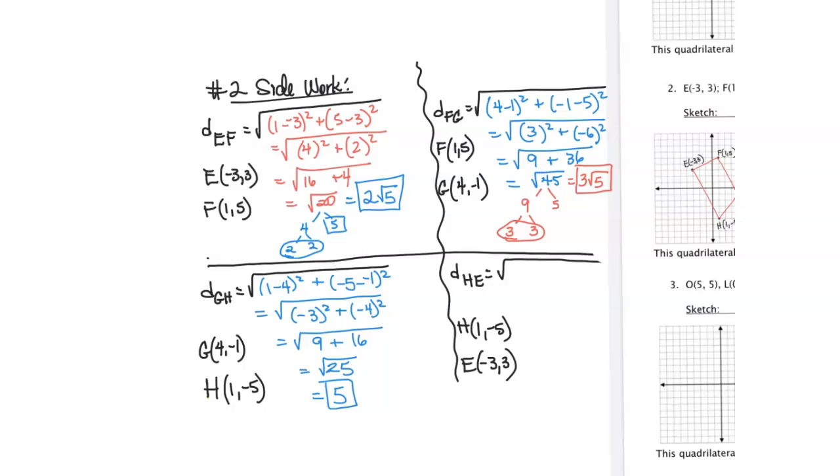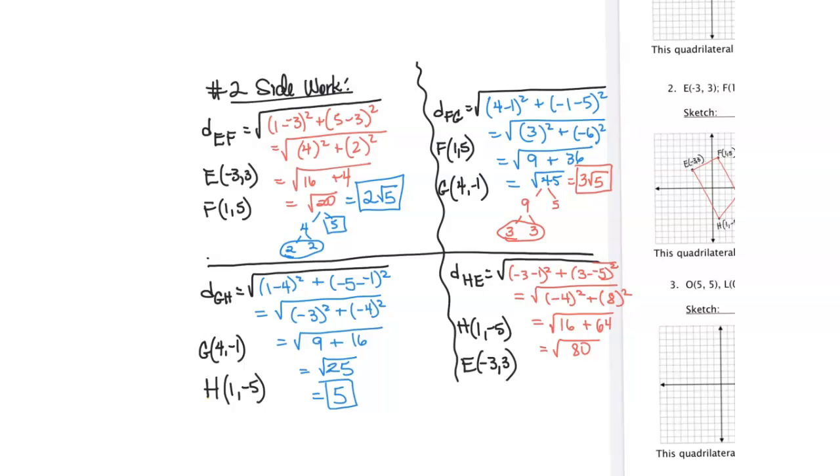And lastly, we have negative 3 minus 1 squared plus 3 minus a negative 5 squared, which is equal to the square root of negative 3 minus 1 is negative 4 squared, plus 3 minus a negative 5 gives us 8 squared, and we have the square root. Negative 4 squared is 16 plus 64, which is equal to the square root of 80.